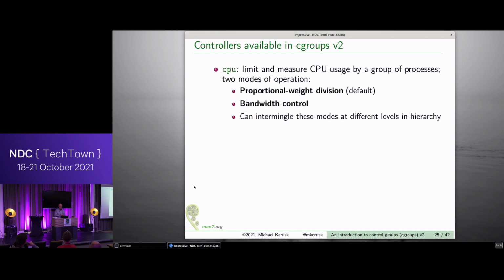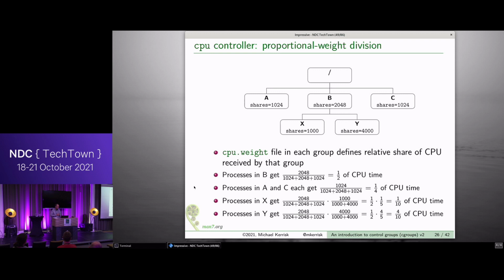Now, the way that the proportional weight division mode works is at each level in the tree, or in each branch of the tree, there's a bunch of siblings at the same level. Here I've got A, B, and C, and each one of those cgroups has some sort of weighting. It was called shares in version 1, it's called weight in version 2. And what happens is that all the shares at one level are added together to make a total, and then each cgroup gets its share of the total.